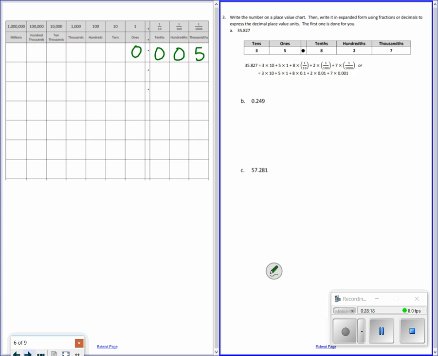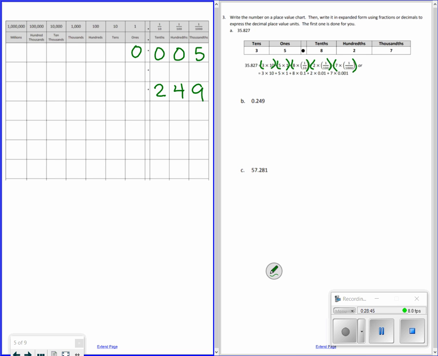So it's 3 times 10. Look up. 5 copies of 1. 8 copies of 1/10. 2 copies of 100. 7 copies of 1,000. That's all. It's just they didn't put the parentheses in there. I know. That's why I hate it. So all you need to do is take the number, write it exactly on your place value chart, exactly as it's shown. And then you can do expanded form.